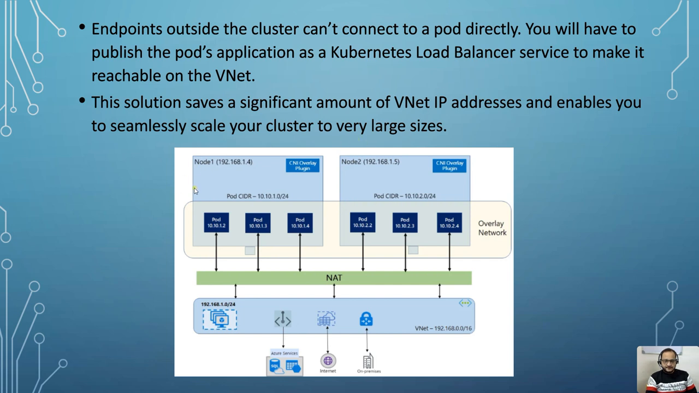So if you see here, node 1 IP address we have 192. Okay, let's understand from here. So this is a particular virtual network. The range is 192.168.0.0/16, and this is the subnet 1.0/24. So node 1 will get the IP address 192.168.1.4. Node 2 is getting its IP address from 1.5, so it is getting the IP address from the virtual network itself. But the pod CIDR, if you see, is completely different. That will be a range of /24.